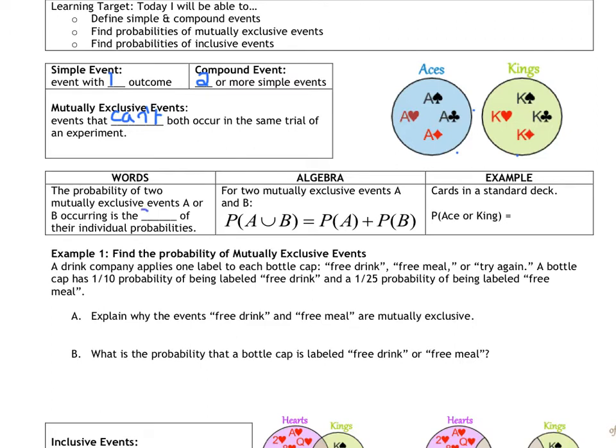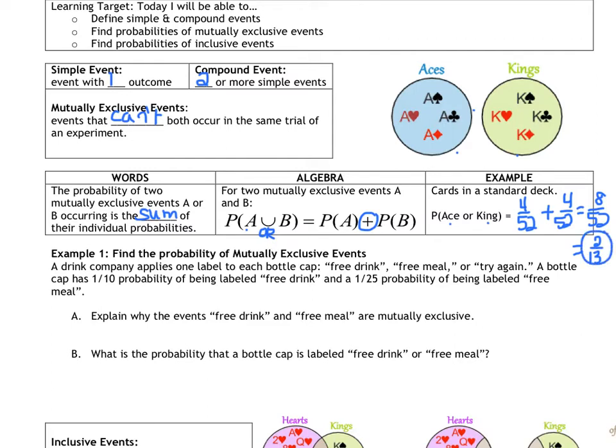The formula is to sum the individual probabilities. So if we want the probability of A or B, you just add up the probability of A and the probability of B. So the probability of an ace or a king, well, there's 4 aces out of the 52 cards. There's 4 kings out of the 52 cards, and that equals 8 out of 52 or 2 out of 13.